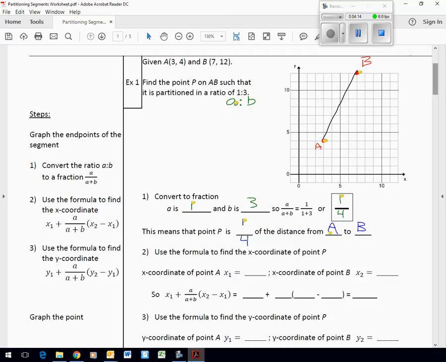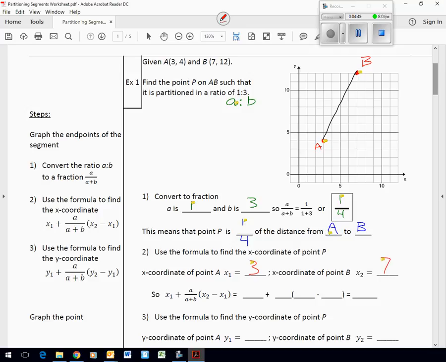Then it says use the formula to find the x coordinate of P. So the x coordinate of P is going to be taking the x coordinates of A and B and using them in my formula. The x coordinate of A we're going to call x1. What is the x coordinate of A? 3. What is the x coordinate of B? 7.